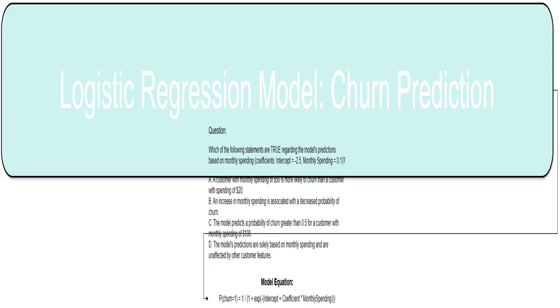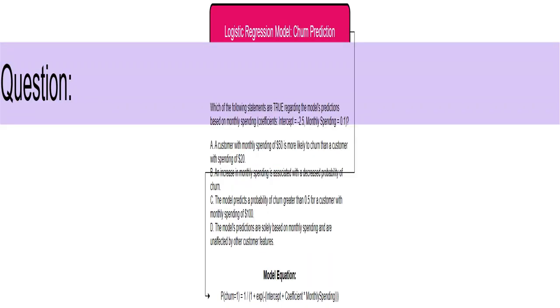We'll evaluate 4 statements, based on the logistic regression model and its predictions about customer churn, using the information provided. This statement presents a comparison between 2 different spending levels. The equation's answer will tell us if this is correct or not.